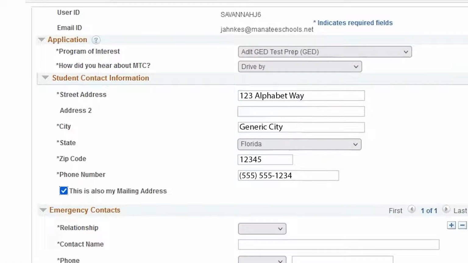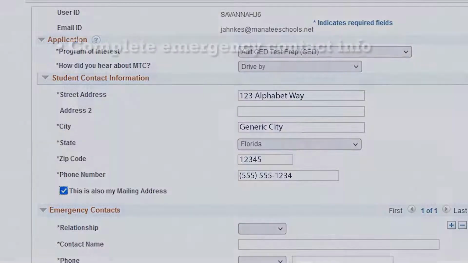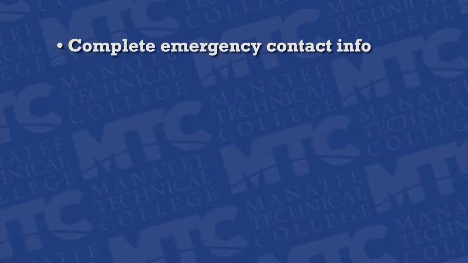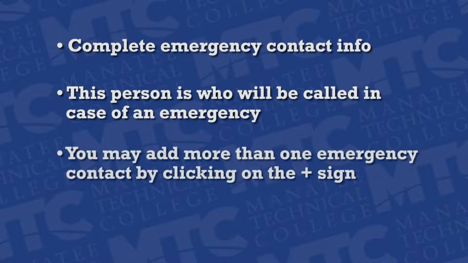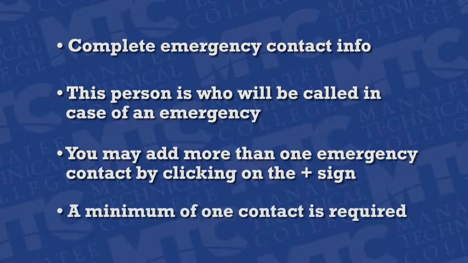Complete your personal contact information, including your address and phone number. Review this information for accuracy so that MTC staff can get in touch with you regarding your application and admission status. Complete your emergency contact information. This person is who will be called in case of an emergency at school once you begin classes. You may add more than 1 emergency contact by clicking on the plus sign. A minimum of 1 contact is required.